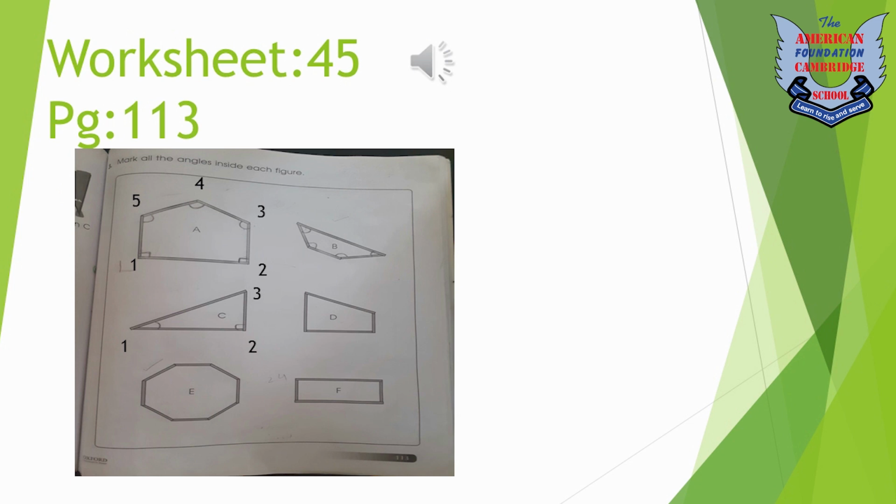Now let's come to page number 113. The question is, mark all the angles inside each figure. As you are seeing, the first figure is a pentagon and these five lines are making angles together because they are meeting each other at one point. So now come to angle 1. This is a right angle because these two lines are straight above each other. The second line is straight above the first line. So these are making a right angle. This is the right angle.